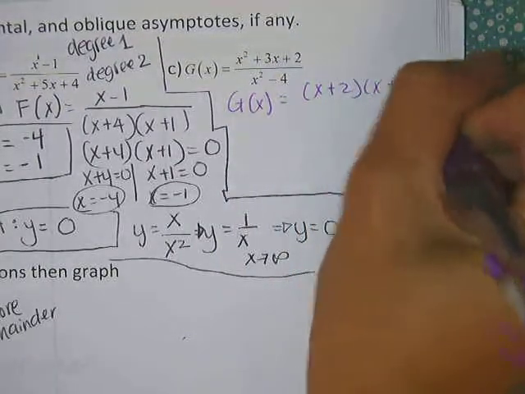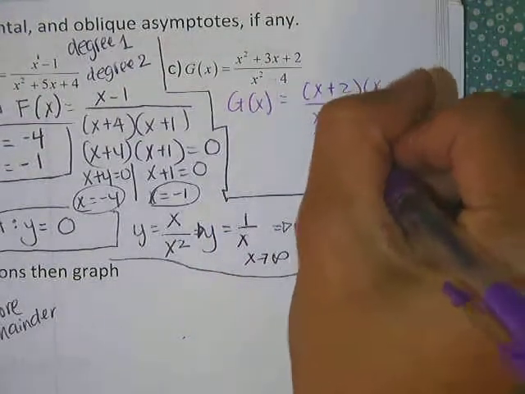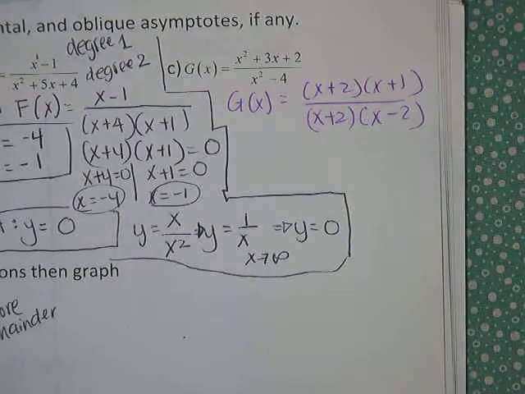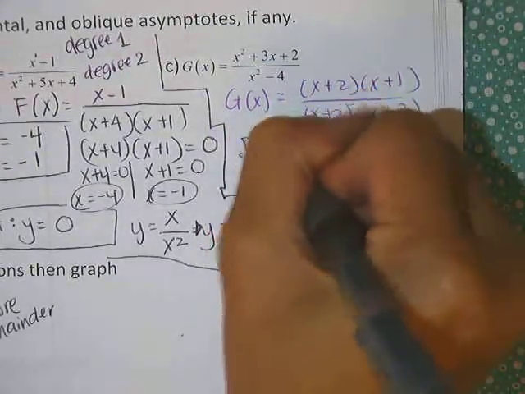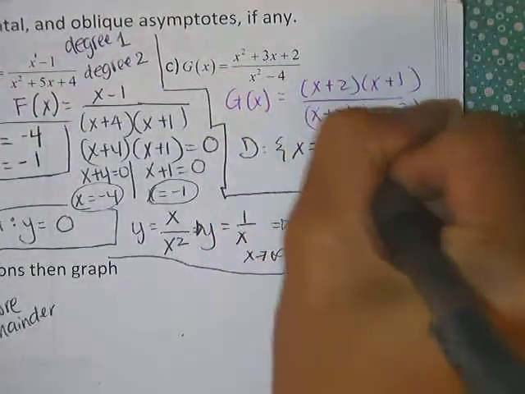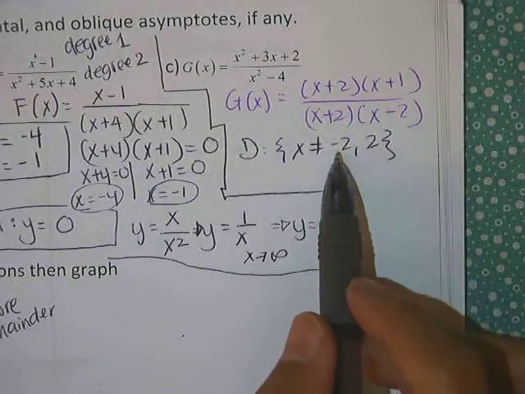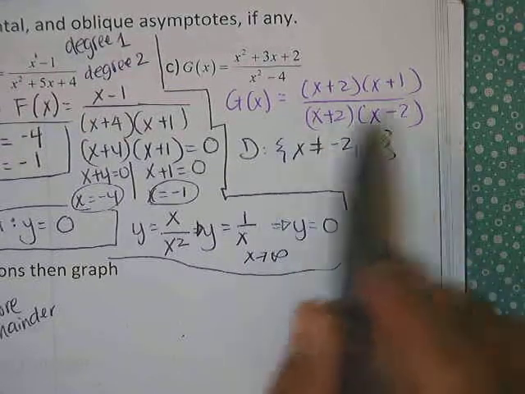All right, g of x equals x to the third plus 3x plus 2 all over x squared minus 4. First thing I'm going to do is see if it's factorable. On the top, x plus 2 times x plus 1. On the bottom, this is the difference of two squares, so we're going to go x plus 2 times x minus 2.